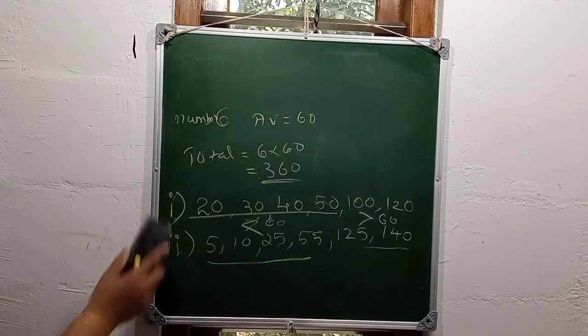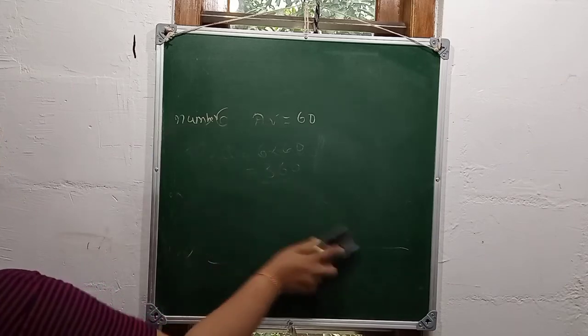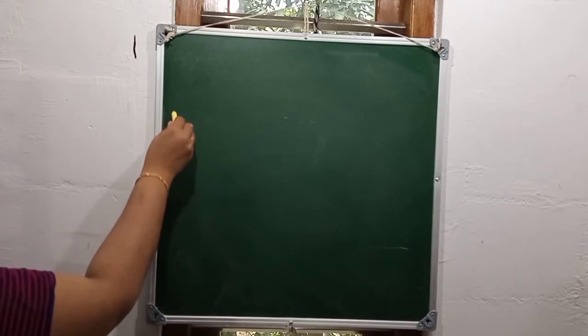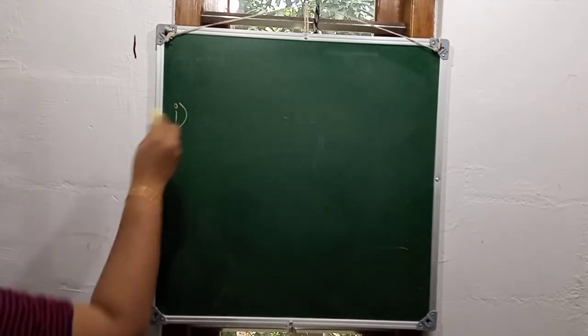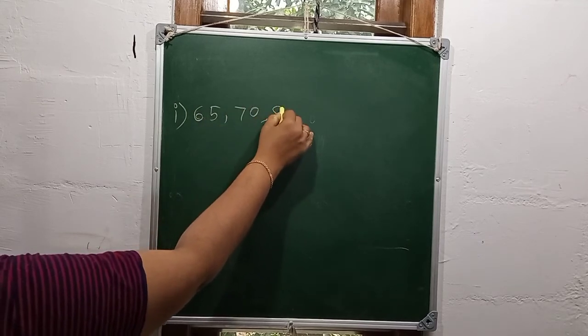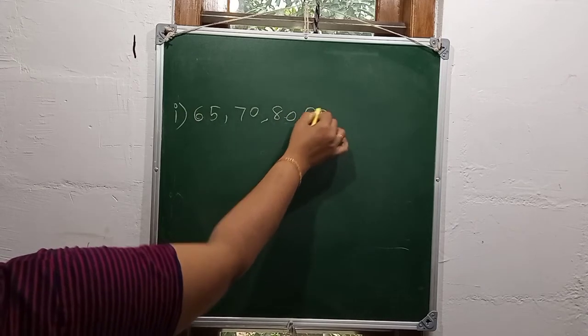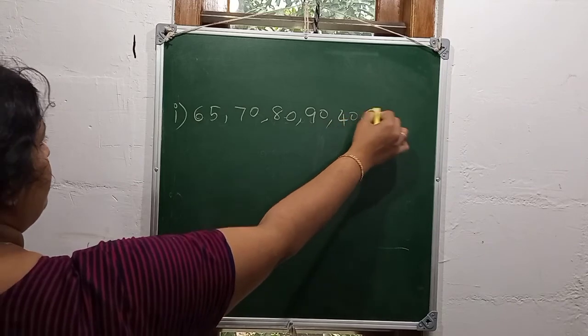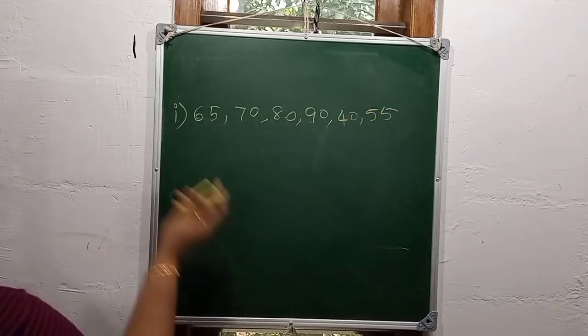Then we have one more question, that is the second part of the question. Same, the average is 360 and 4 of the numbers should be greater than 60 and 2 of them less than 60. So here I am going to write numbers which are greater than 60. I am taking the numbers 65, 70, 80 and 90. Add these numbers, then subtract from 360. Then the balance should be divided into the next two numbers, that is 40 and 55. This sum should be 360.